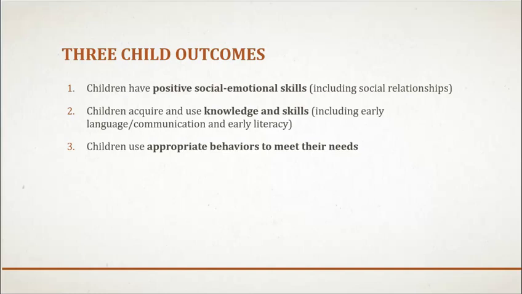The 3 child outcomes that are measured with COS are positive social-emotional skills; knowledge and skills, including language, communication, and early literacy; and using appropriate behaviors to meet their needs.